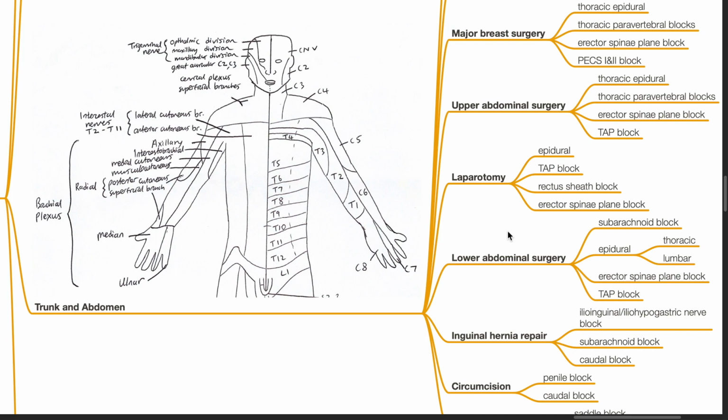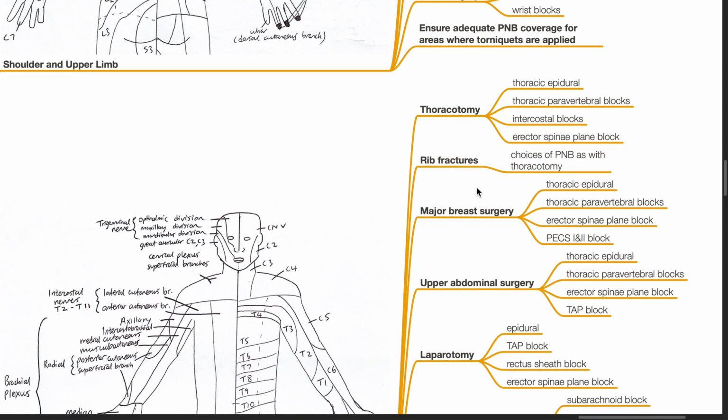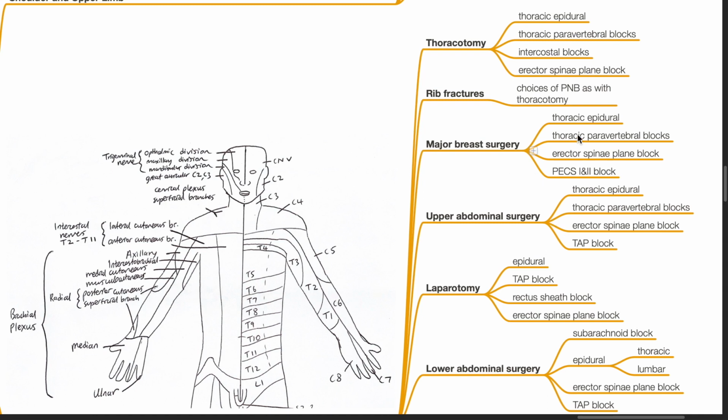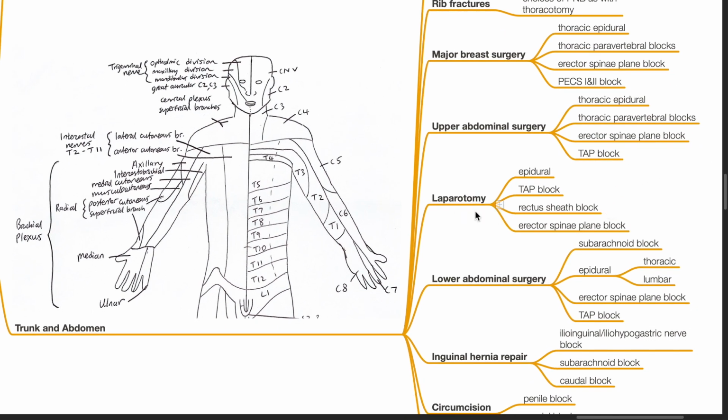Trunk and abdomen. Thoracotomy. Options include thoracic epidural, thoracic paravertebral blocks, intercostal blocks, erector spinae plane block. Rib fractures, choices of PNB as with thoracotomy. Major breast surgery, thoracic epidural, thoracic paravertebral, erector spinae plane block, PECS 1 and 2 block. Upper abdominal surgery, thoracic epidural, thoracic paravertebral, ESP block, TAP block. Laparotomy, epidural, TAP, rectus sheath or ESP blocks.